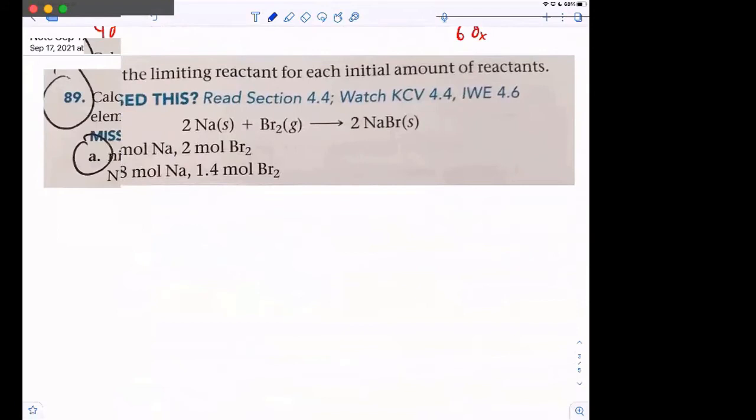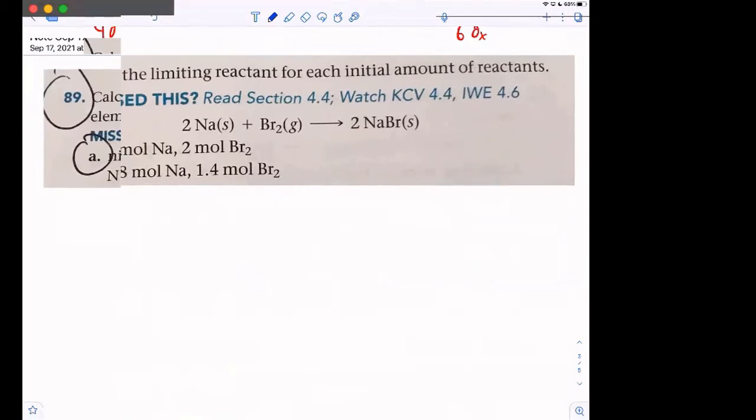So, all right. Find the limiting reactant for each of the initial amounts of reactants. I thought A was too easy. It's a 2-to-1 ratio between sodium and bromine, and you're going to use sodium up twice as fast. So that means that sodium's a limiting reagent there. So I think that's probably obvious.